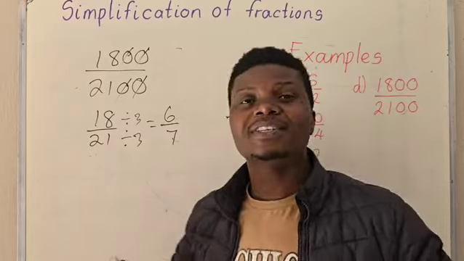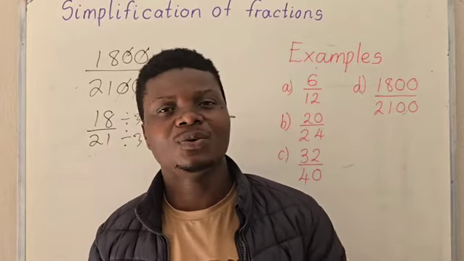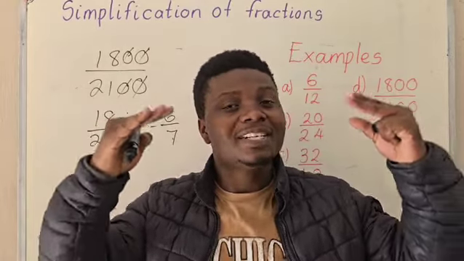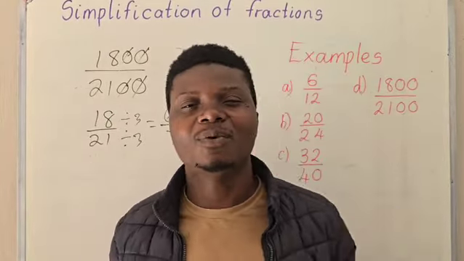So this is how we simplify fractions. Now that you know how to simplify fractions, just find a number that divides both the numerator and the denominator until there are no more other factors.